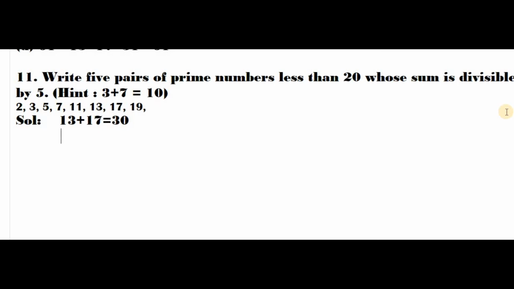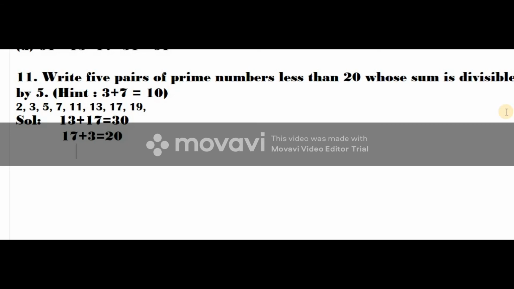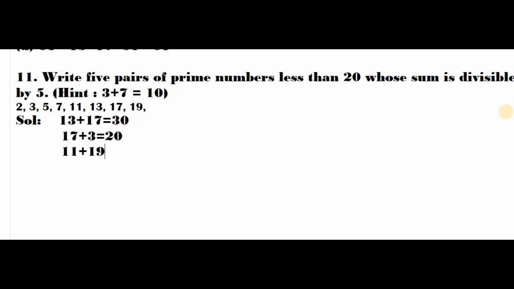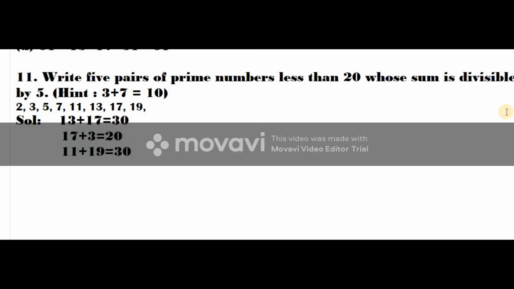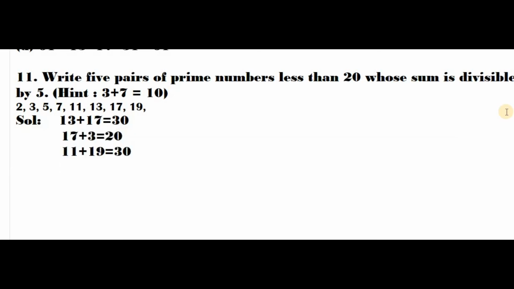Like this, any other number? 17 plus 3 is equal to 20. It is divisible by 5. Can you give any other number like this? 11 plus 19 will give you 30. So it is also divisible by 5, 5 sixes are 30. 3 plus 7 they have already given. 11 and 13 will give 24, 11 and 17 is 28, that won't work. 11 and 19 gives 30. 13 and 17 gives 30, and 19 and 11 as well.